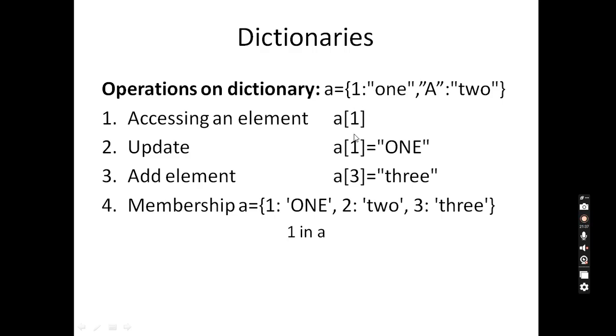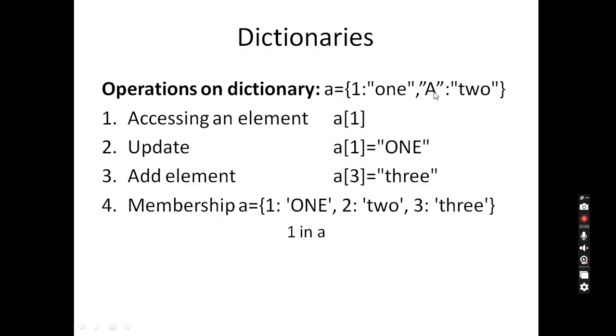I am going to access an element using the key, A of 1 is equal to 1. Instead of the old value I can set a capital one here. If I am going to add an element, I can add it at the end: A of 3 is equal to 3. So I have 1 and 2, and then the third element is added here.